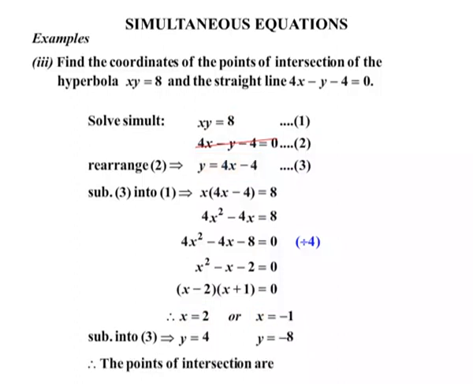So final step, our solution. Then the points of intersection are, alright, that'll give us 2, 4. The other one will give us minus 1, minus 8. Terrific.